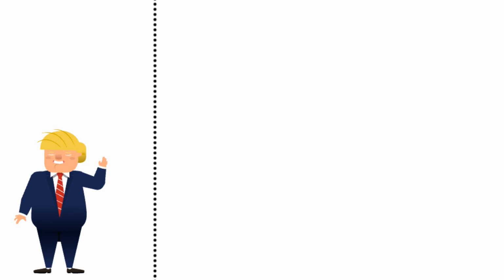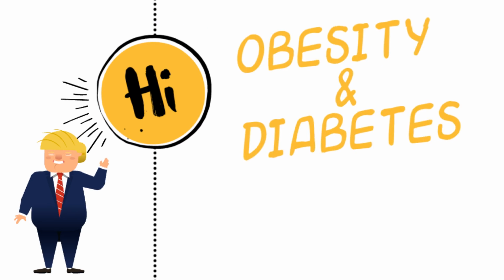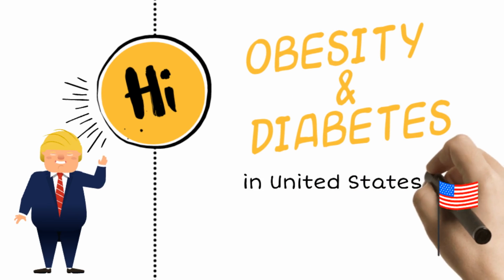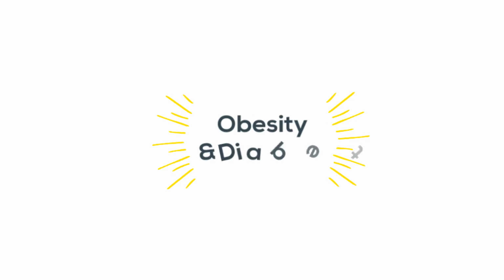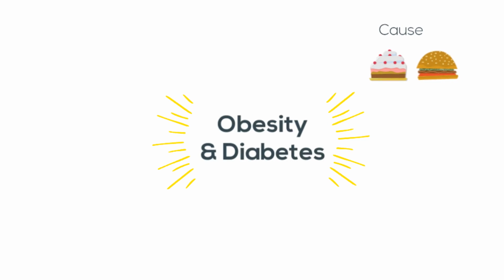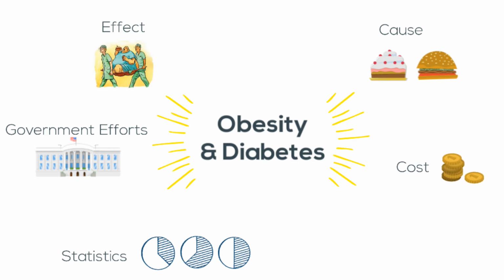The USA has a population of 325.7 million, which isn't a huge number. As a result, there are many people suffering from obesity and diabetes. We will discuss these two problems in detail, including causes, effects, statistics, government efforts, cost, and prevention.